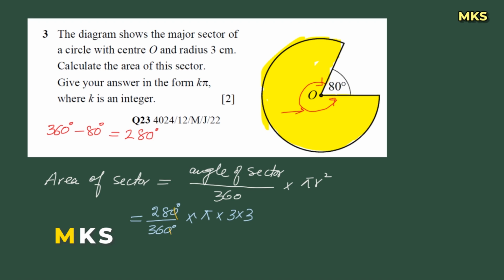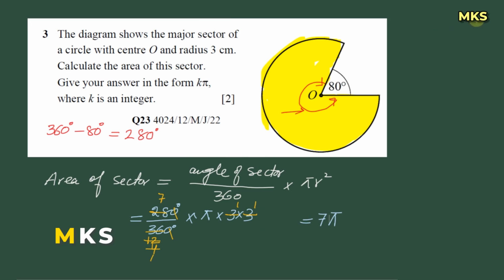0 will be cancelled with 0. 3 ones are 3, 3 twos are 6, so 3 12s are 36, and 4 sevens are 28. We have got the final answer 7 pi after simplification. So that is the area of this sector in the form k pi. So k is 7, where k is an integer. Yes, k is an integer. k is a whole number.